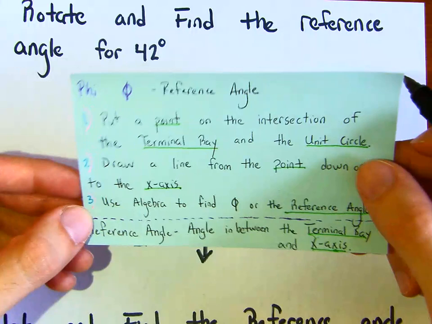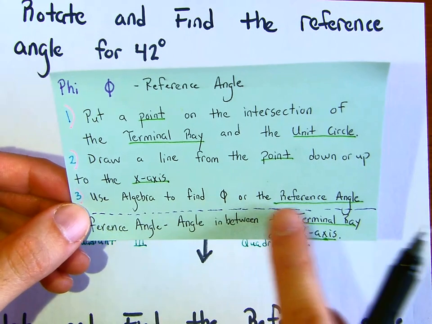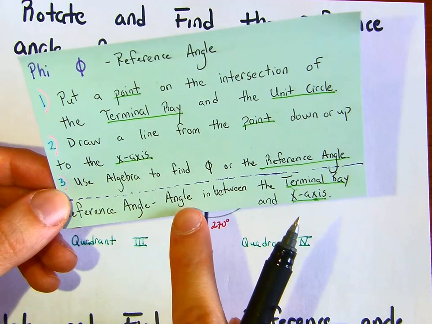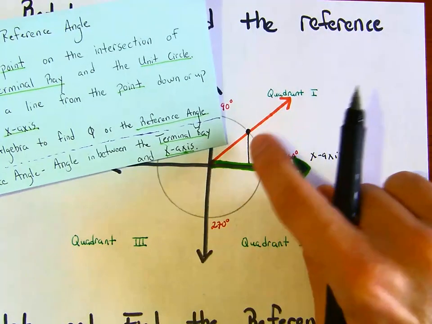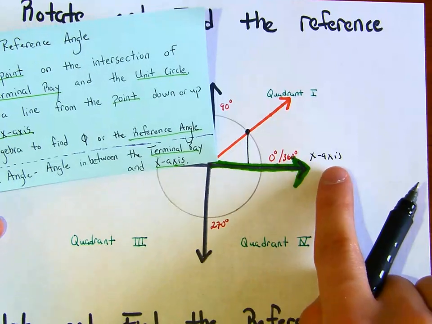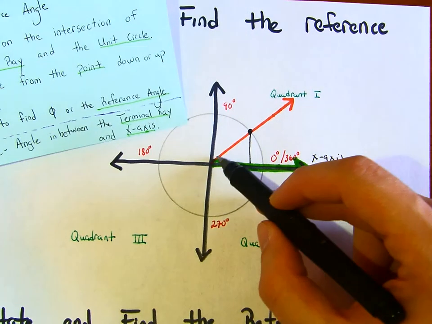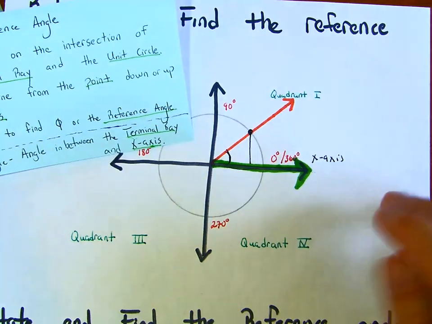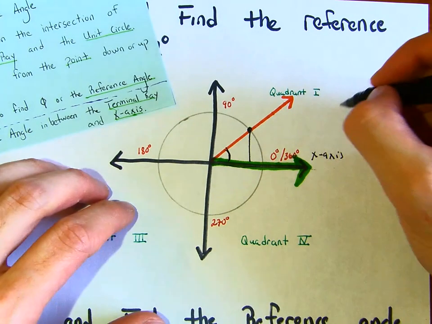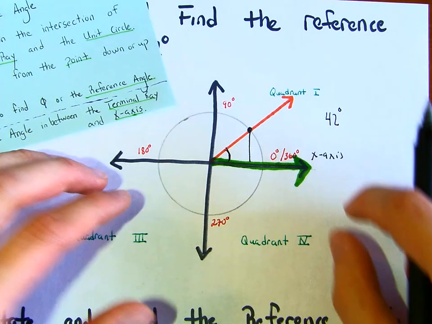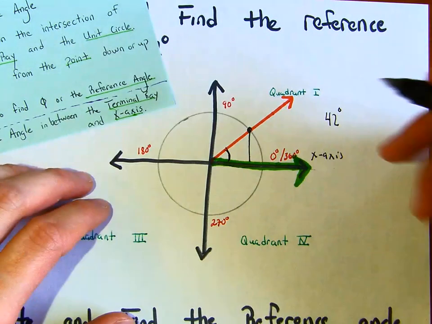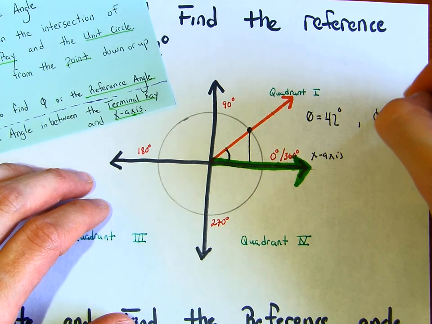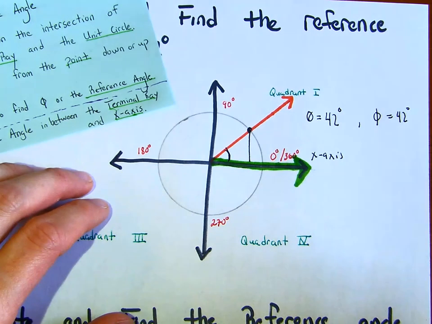And now it's saying use algebra to find phi, or the reference angle. But what is the reference angle? It is the angle in between the terminal ray and the x-axis. So what is the angle in between this terminal ray and x-axis? It's right over here. And notice it's simply 42 degrees, because 42 degrees is the angle in between. So notice that your theta was 42 and your phi was also 42 degrees, okay?